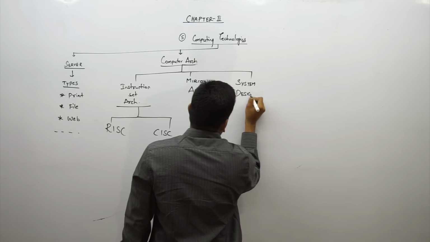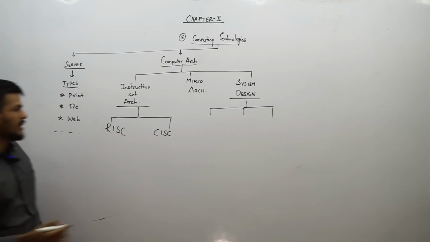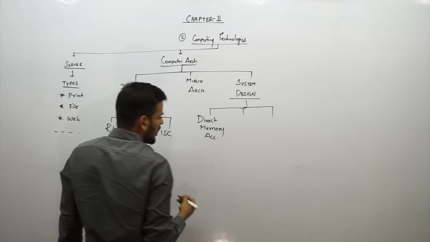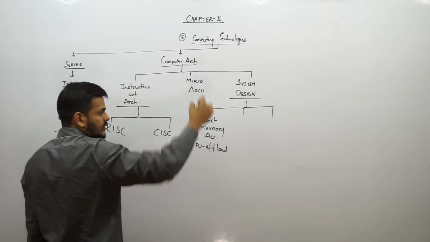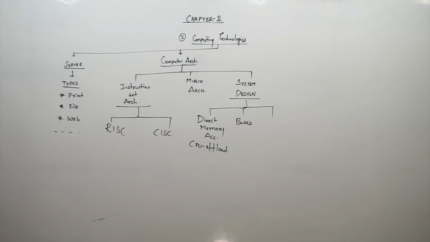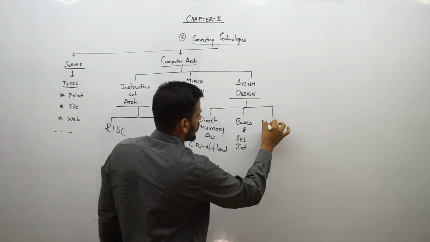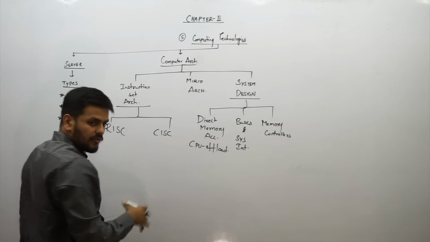System design, where I again have three concepts to be broken down. What are the three concepts in system design? It talks about direct memory access, which is called DMA, or it's also called the CPU offload mechanism. And in system design, we have buses and memory controllers, where we are talking about what these buses are and how they are used. Then we see system interconnects and buses, also called system buses, and system interconnects. And then we have memory controllers. So this is what we have in the architectural study of what computers are all about.